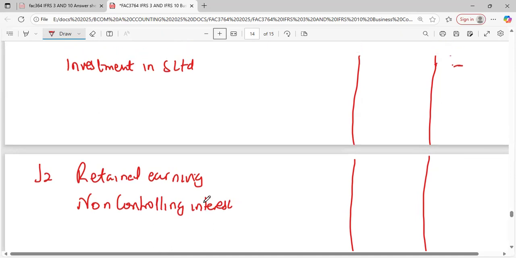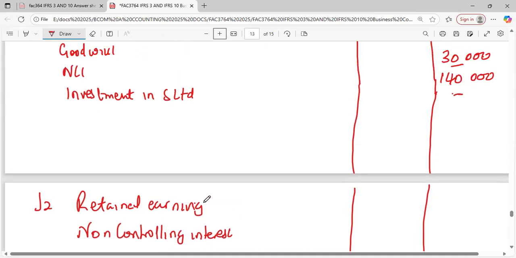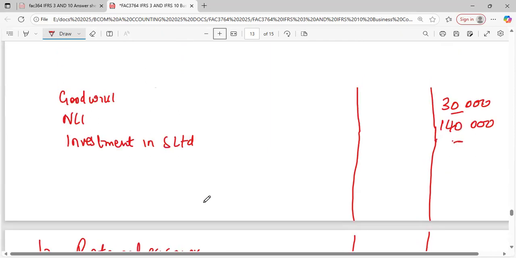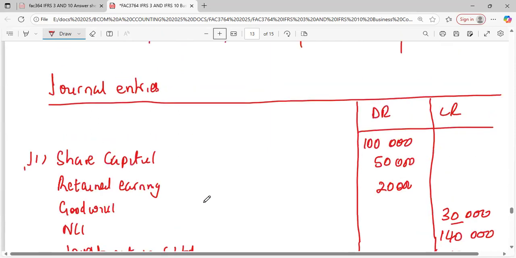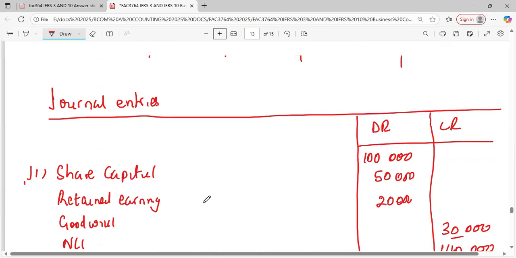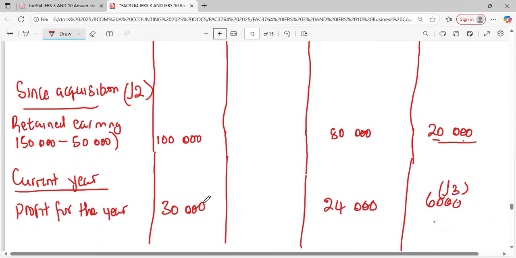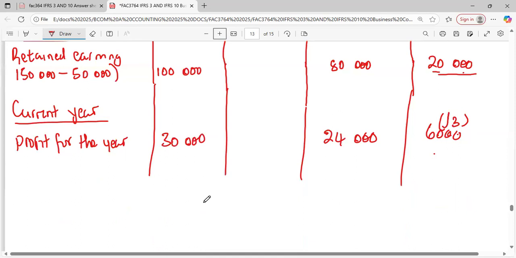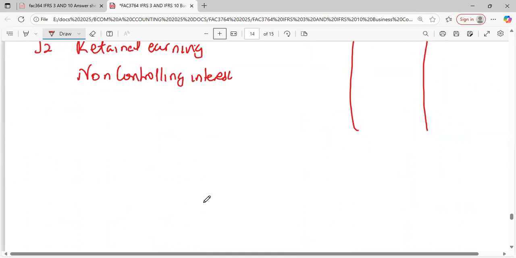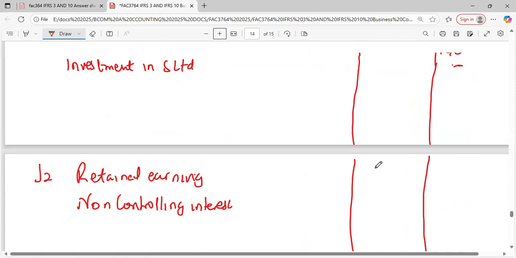What belongs to NCI is going to be 20,000. It's going to be 20,000. So which means you are going to debit retained earning and give it to non-controlling interest. So that is going to be your second journal.